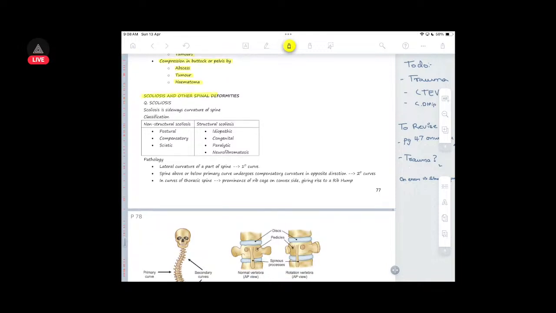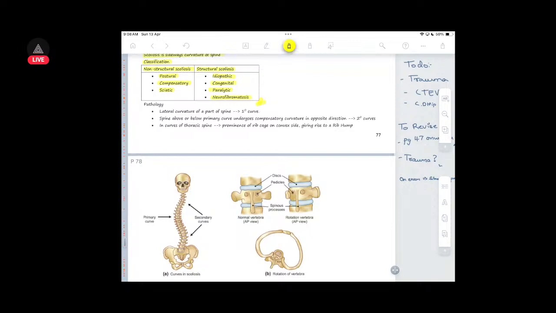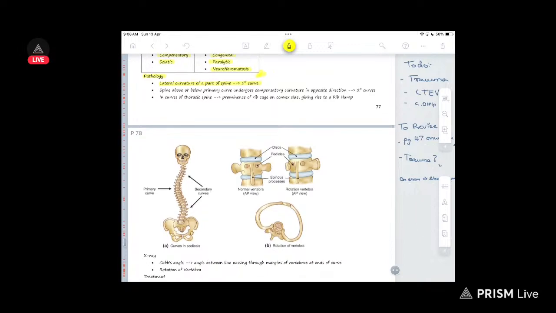Then you have scoliosis or other spine deformities. Scoliosis is sideways curvature of the spine, which can be classified as non-structural or structural. Non-structural: postural, compensatory, and sciatic. Structural: idiopathic, congenital, paralytic, and neurofibromatosis. Pathologically, in lateral curvature of a part of the spine, you have the primary curve. If the spine above or below the primary curve undergoes compensatory curvature in the opposite direction, it is the secondary curve. Primary and secondary curves are shown here.